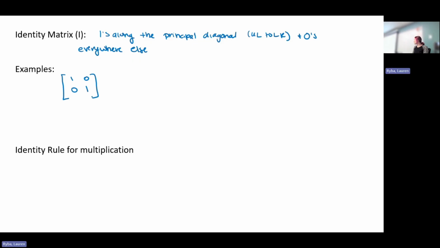So the 2 by 2 identity looks like that, 1, 0, 0, 1. I could make a 3 by 3 identity, 1, 0, 0, 0, 1, 0, 0, 0, 1. So the ones are always along that principal diagonal from upper left to lower right, and there will be zeros everywhere else.